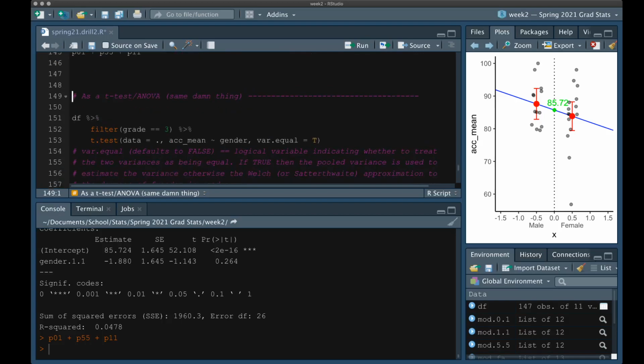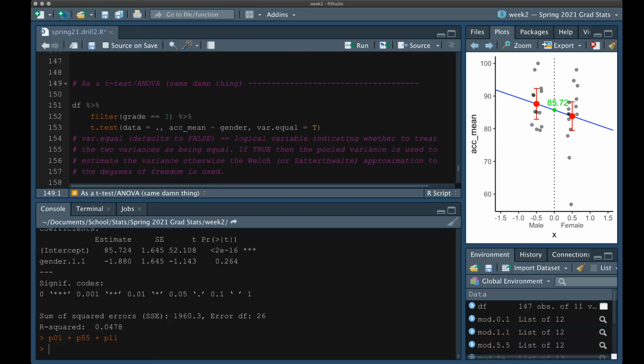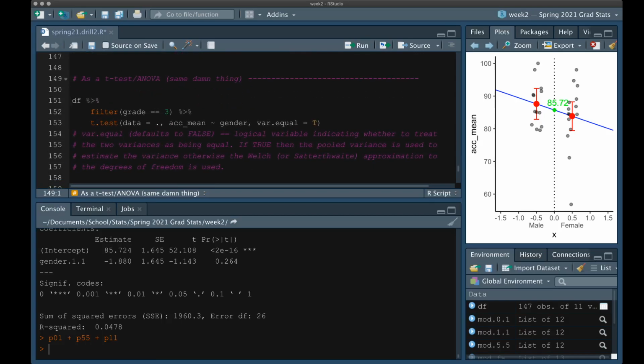So the last thing that we're going to do is look at how we could do this as a t-test or an ANOVA, which is kind of weird with the dichotomous predictor, but mathematically the same. We just take our data frame and we're still going to filter it down to only third graders and pipe that straight into the t-test function and tell it that our data equals period, that placeholder, so that the t-test function knows, hey, take this pipe and put it in as our data.